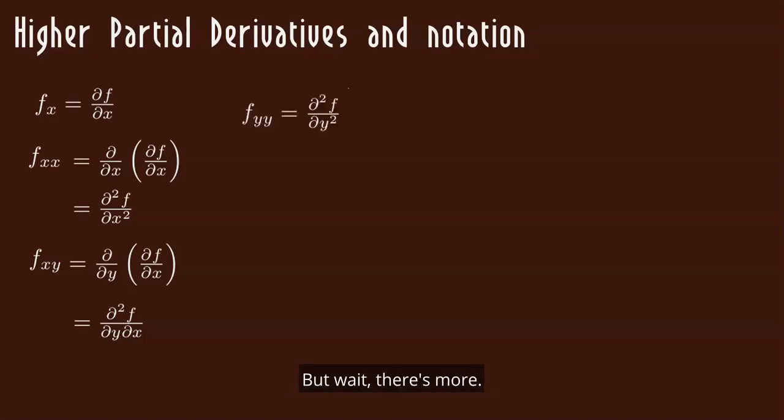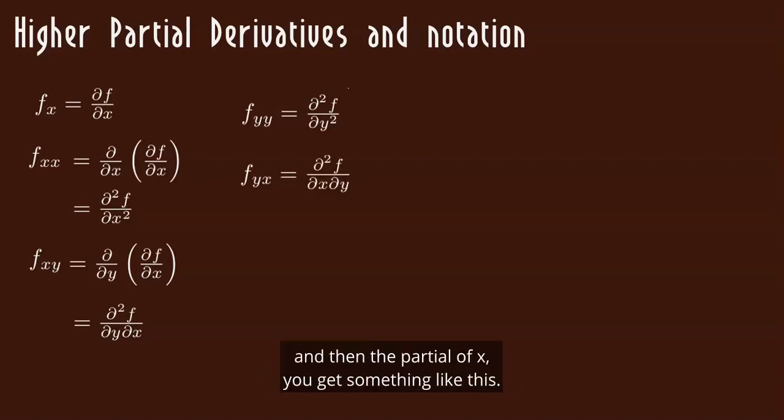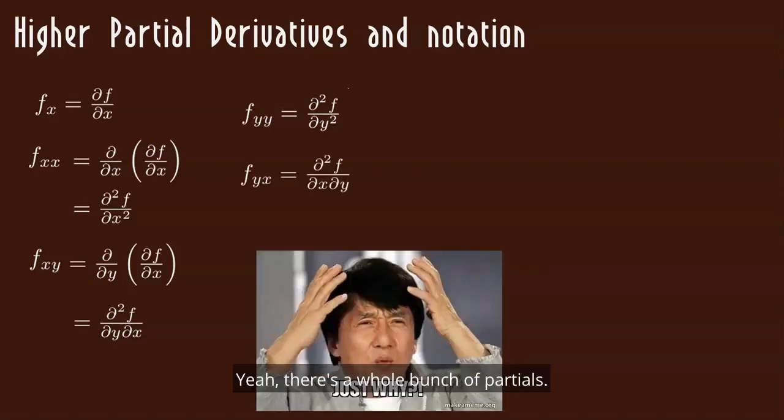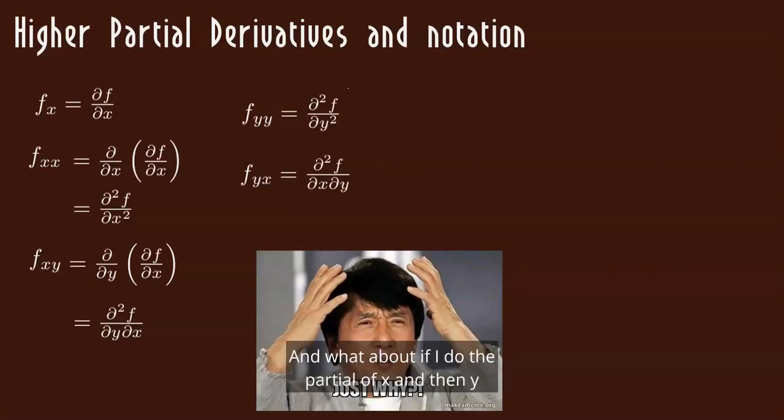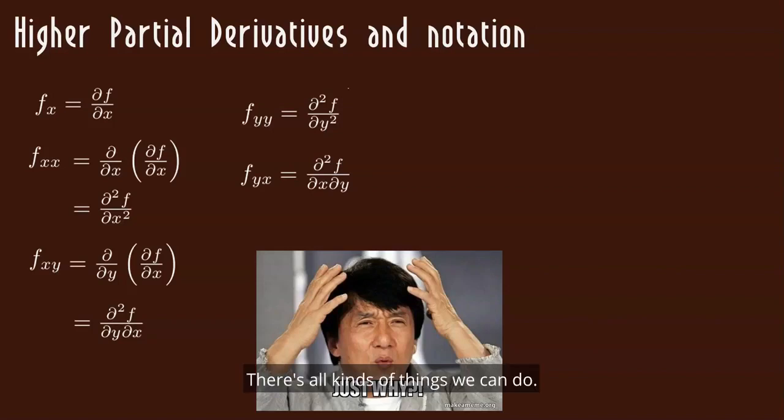But wait, there's more. What if you want to do the partial with respect to y twice? Same idea as with the partial with respect to x twice. Or you could do the partial of y and then the partial of x. So you get something like this. Yeah, there's a whole bunch of partials. And what about if I do the partial of x and then y and then x again, or x, y? There's all kinds of things we can do. Let's look at an example.